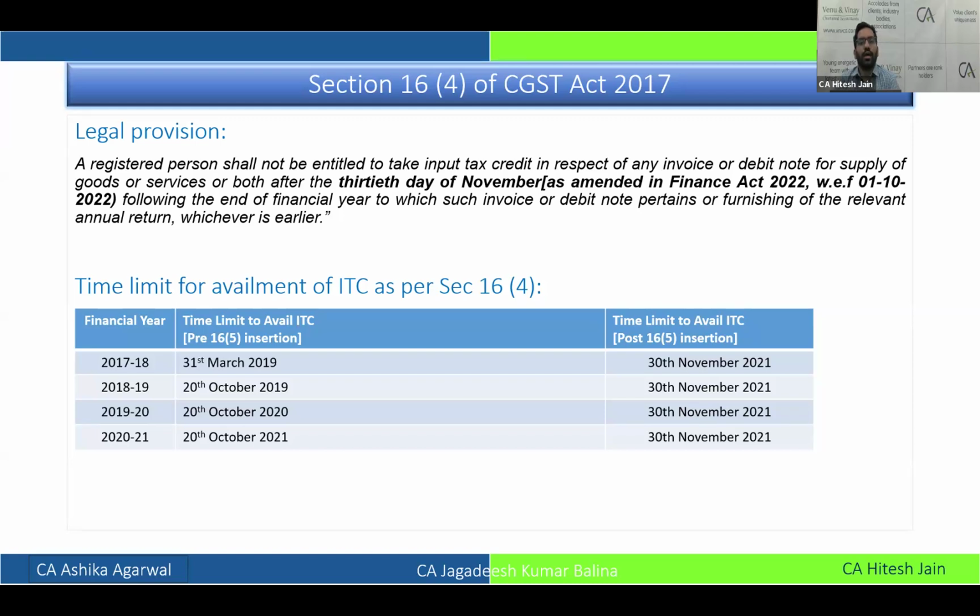When GST got incepted, the provisions of this section were that the time limit to avail such ITC would be the due date of filing the return under Section 39 for the month of September immediately succeeding the financial year to which such invoice or debit note pertains, or the date of filing the annual return, whichever is earlier.